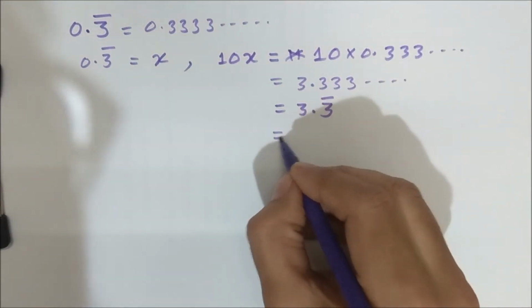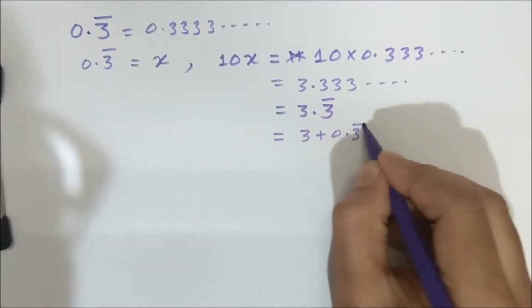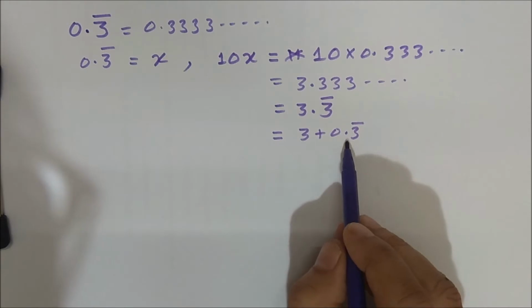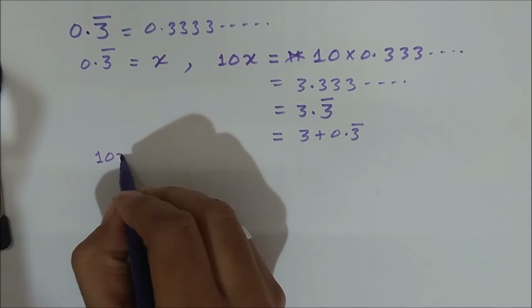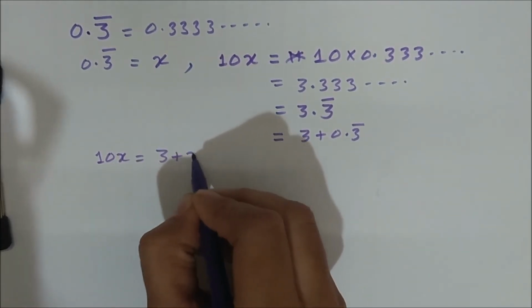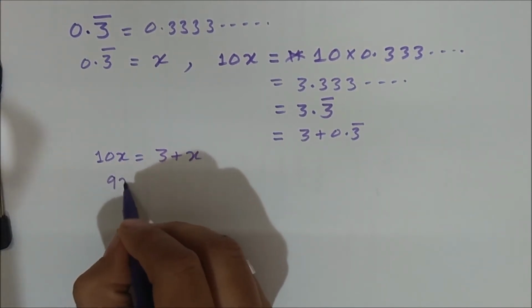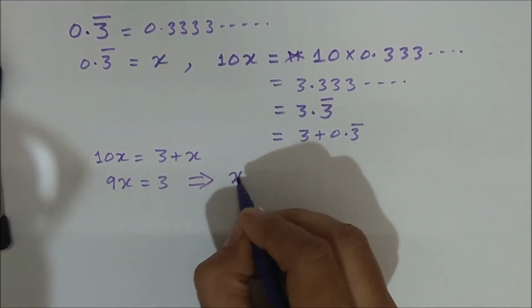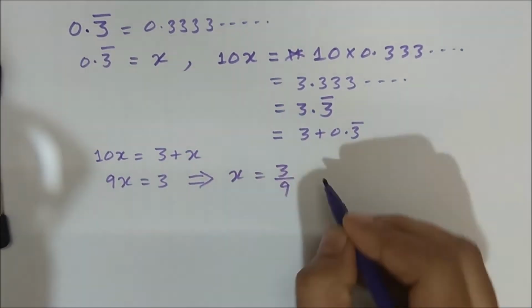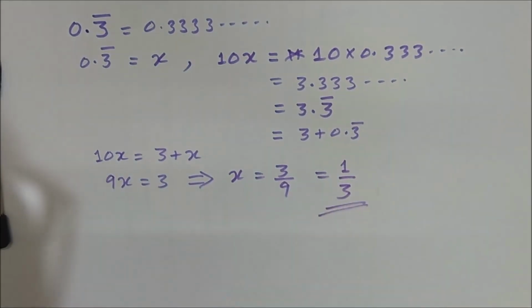This can be written as 3 plus 0.3 recurring. Now we find that this is the same value as x. So finally we can write 10x is equal to 3 plus x, or 9x is equal to 3. This shows that x is equal to 3 by 9, or simply 1 by 3. That's how we can change a simple recurring decimal to fraction form.